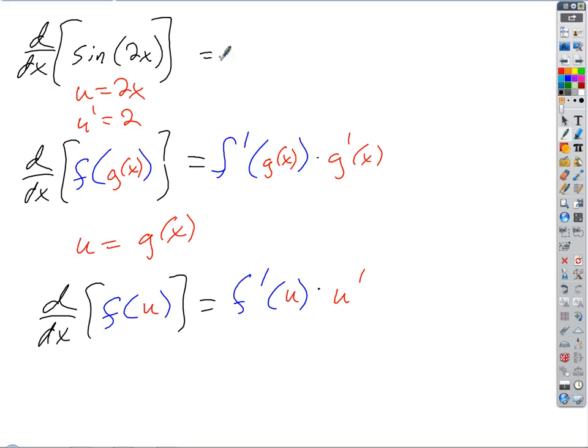So the answer to this is just going to be the derivative of sine of the inside. What's the derivative of sine? Cosine. Cosine of the inside, right? So we're going to get cosine of the inside, which is u, right? Times the derivative of the inside. So the derivative of u is 2, right? So we get cosine 2x times 2, and that's our answer. We'd simplify by putting the 2 out front, but that's our answer. That's the calculus part right there.